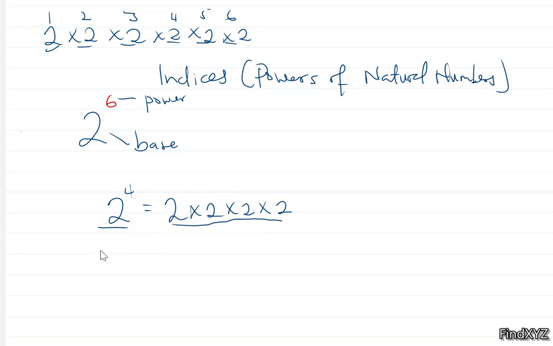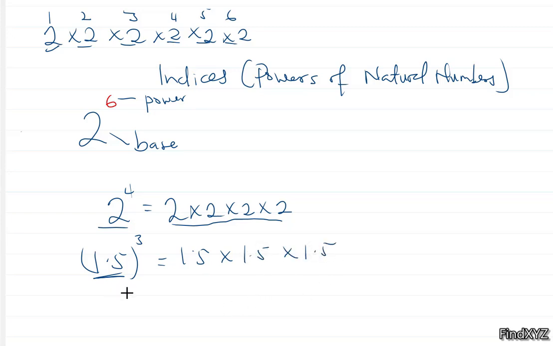Let's try another one. Let's assume I have 1.5 to the exponent 3. Now what is the base number? Now this is the base number. Whatever is here, the base number is 1.5. So I can express how many times is 1.5 repeating itself. That is 3 times. So I have 1.5 times 1.5 times 1.5.